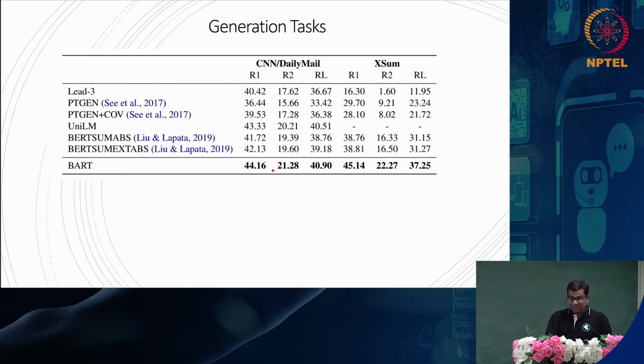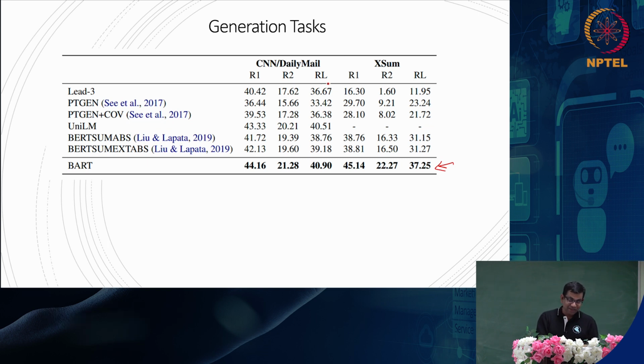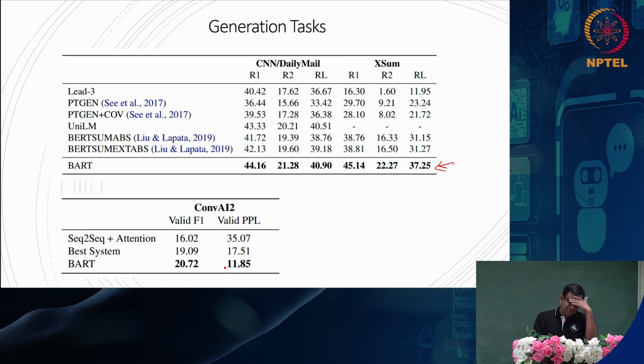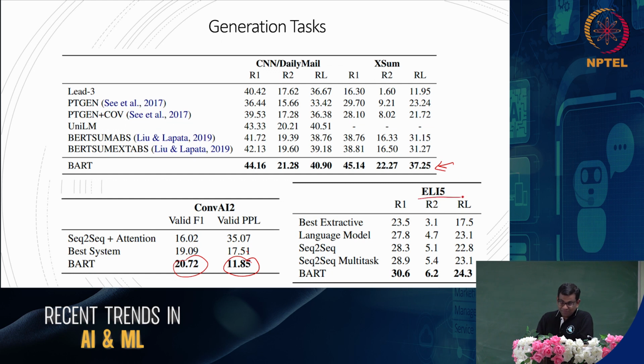Now, as I said, if you have a generation task, you can use BART without any doubt, because you can see the accuracy here is better compared to any other model for, say, the summarization task. And not only for summarization, for conversational AI also, you can see that its F1 score is higher, and the perplexity is lower, which essentially indicates that the model is better. For this abstractive question answering task also, it has better accuracy compared to other models. So it's a very good model to try.